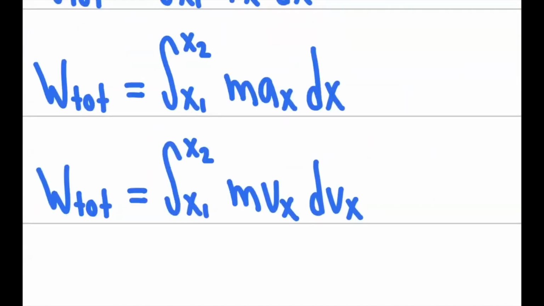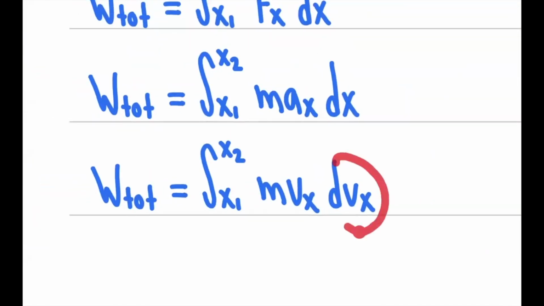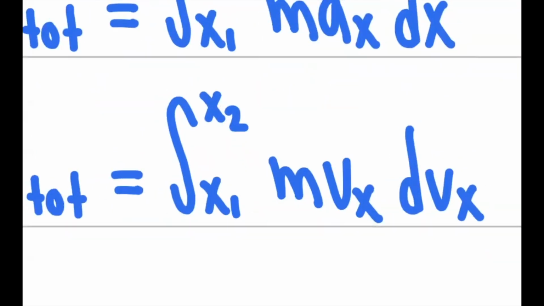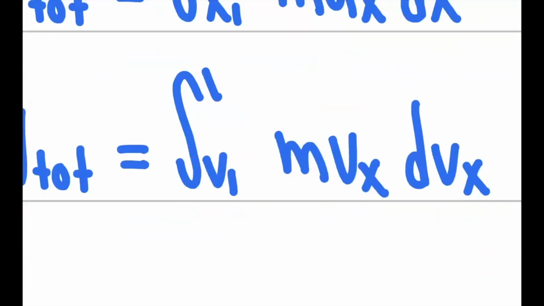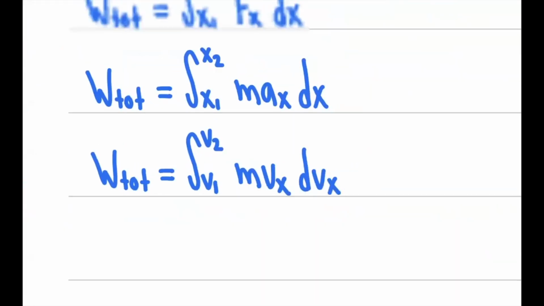The only thing is that now my integral is with respect to v_x, so I have to make the bounds with respect to v_x now. So instead of x1 to x2, this is going to be v1 to v2. This is very calculusy. Yes, so now we have a relationship between work and speed. So let's just do this integral. It's a pretty simple integral. So what's the integral of m v_x with respect to v_x?